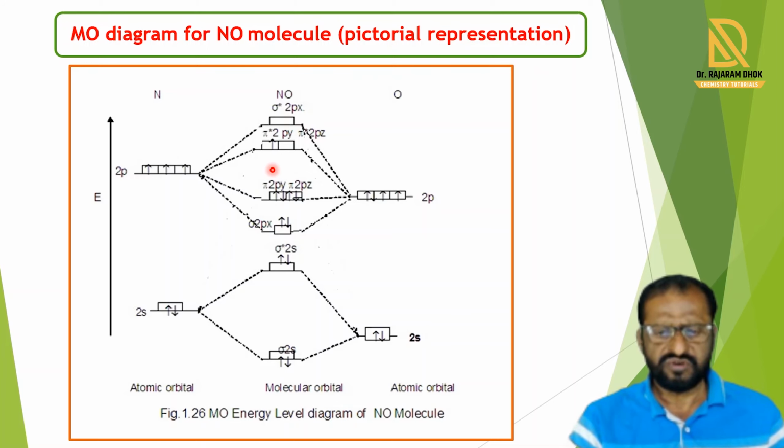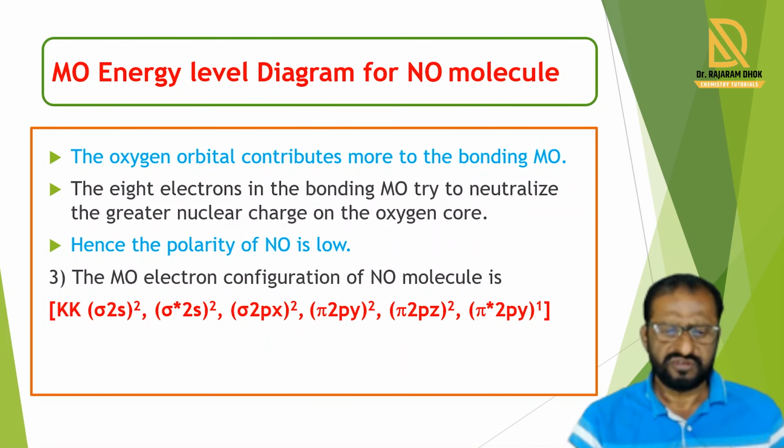So this is the electron filling in the molecular orbital diagram of the NO molecule. Now, from this molecular energy level diagram of the NO molecule, we show the electronic configuration of the NO molecule. In the NO molecule, the 1s atomic orbitals of nitrogen and oxygen are non-bonding, so for that we write K and K 2 times.